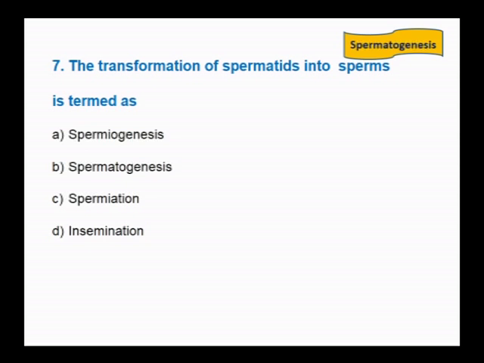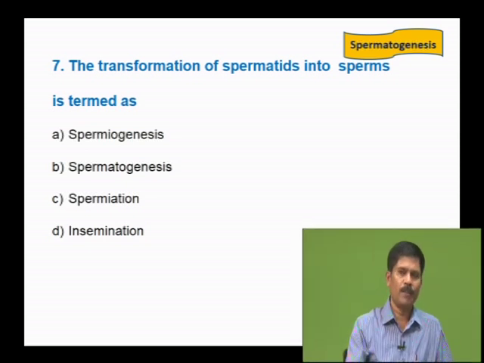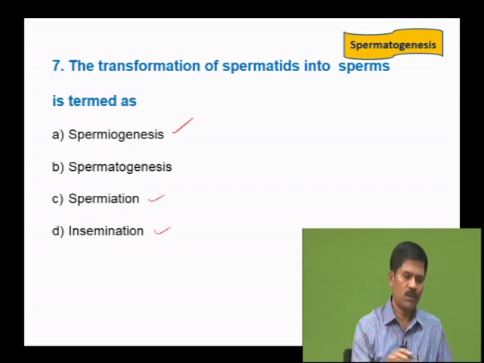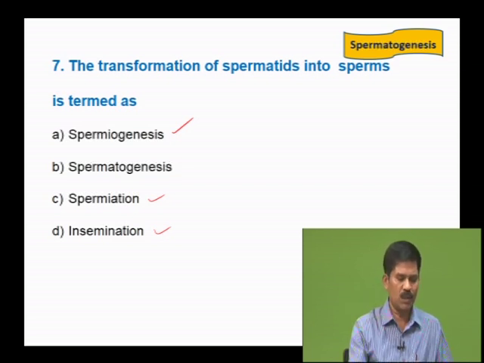The transformation of spermatids into sperms is termed as. You know, spermatids are the result of the second meiosis during spermatogenesis. These spermatids are non-functional. So these non-functional spermatids are transformed into sperms by a process called spermiogenesis. Then spermatogenesis is the process of formation of sperm. Spermiation is the release of sperms from seminiferous tubules into the duct system. Insemination is the process of release of sperms into the vagina during sexual intercourse. The question is the transformation of spermatids into sperms, so the correct option is spermiogenesis.